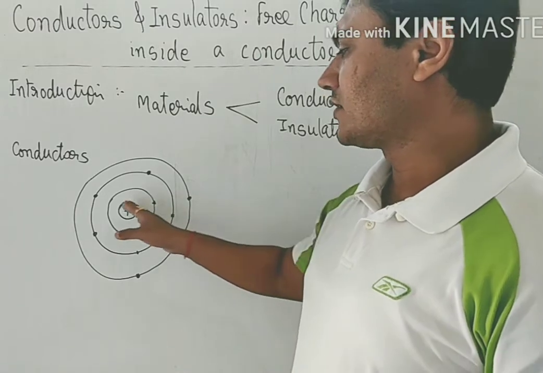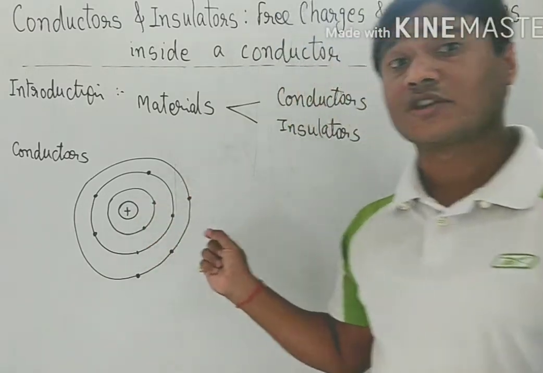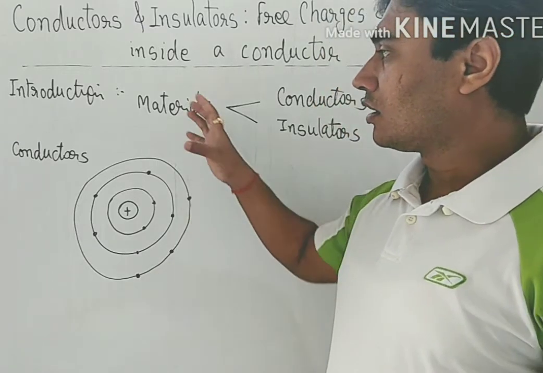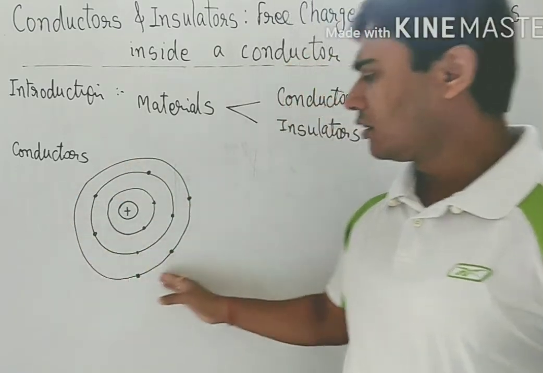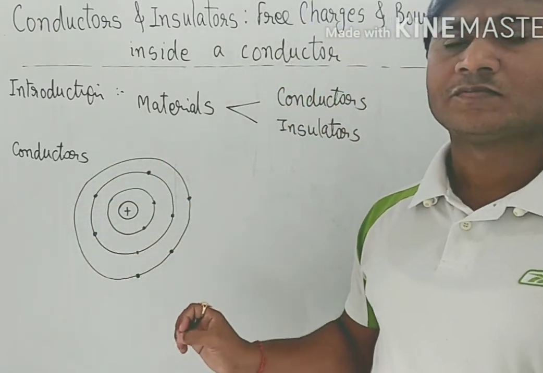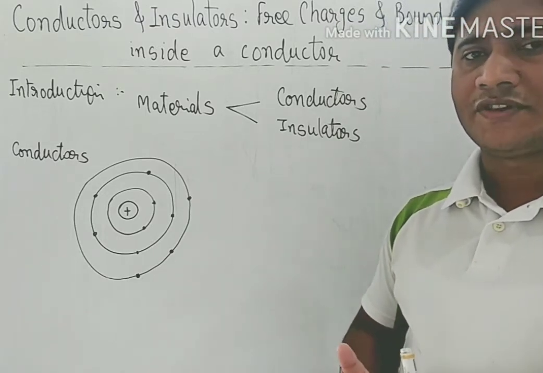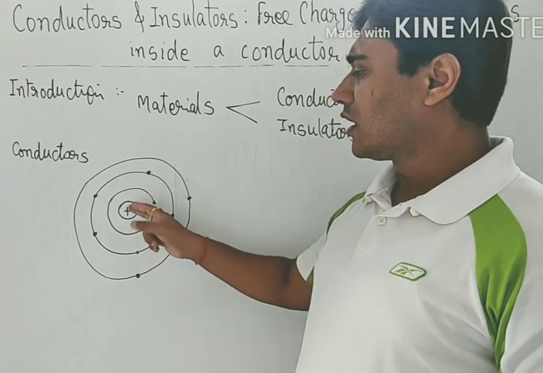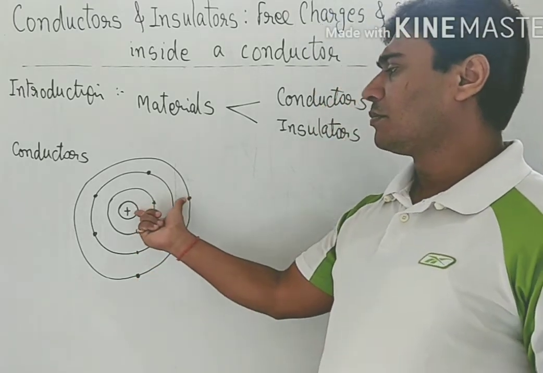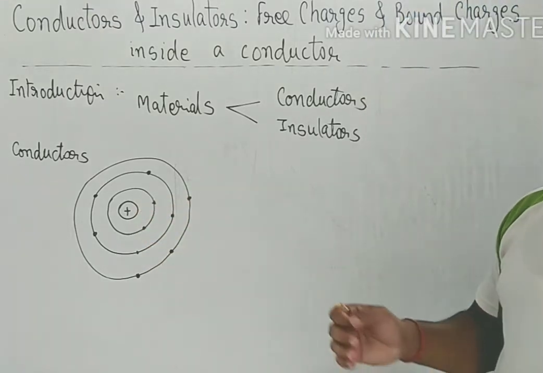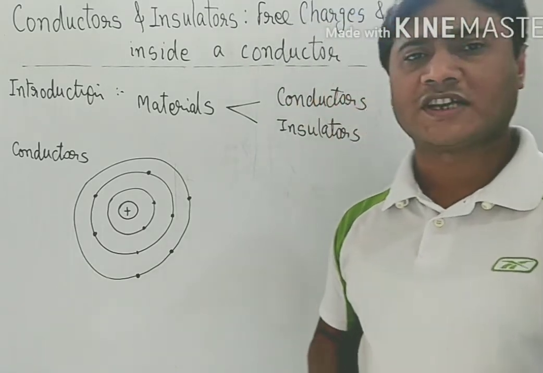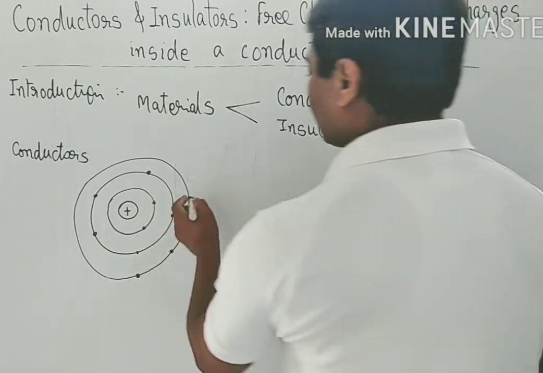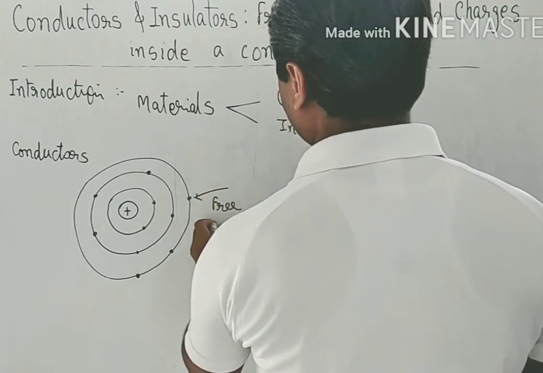As the distance from the nucleus increases, the Coulomb's electrostatic force of attraction decreases. In the materials where the last orbit, the valence shell, is not completely filled, but is half filled and half empty, such materials are called conductors. Here these electrons are so weakly bound to the parent nucleus that even at room temperature, or with the application of a small external electric field, they can be freed from the force of attraction by the nucleus. Hence these outermost electrons are free charges.